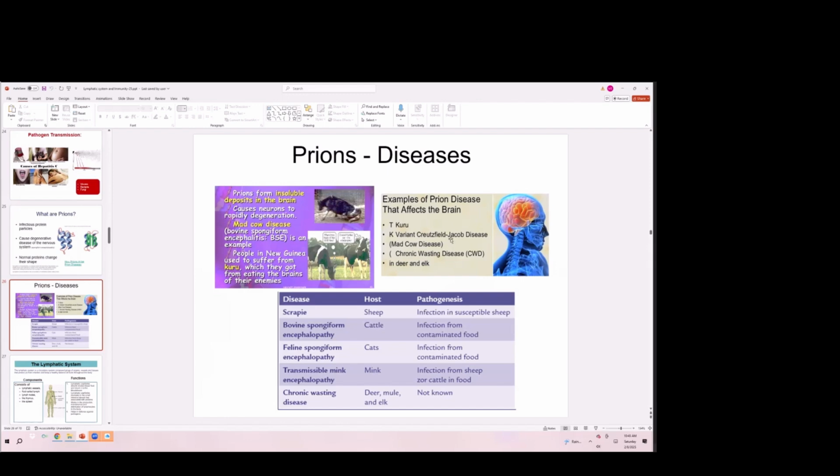They call it different things in different animals. In cows, they call it mad cow disease. The cows lose balance. In humans, they call it Creutzfeldt-Jakob disease. In sheep, they call it scrapie. In cats, they have a version of it. In deer, they have a different version of it. The whole idea is that it messes up their nervous system.